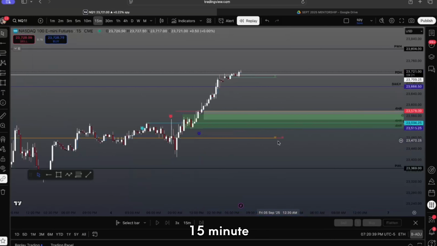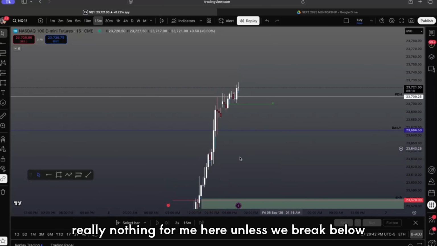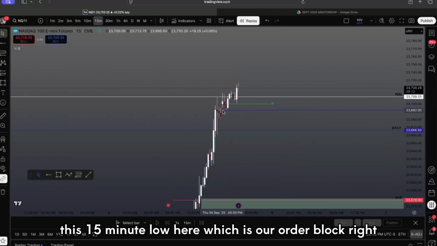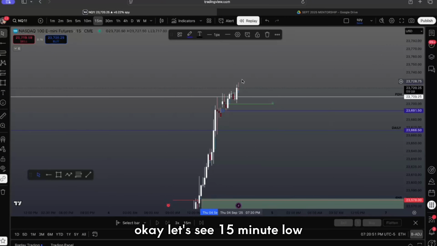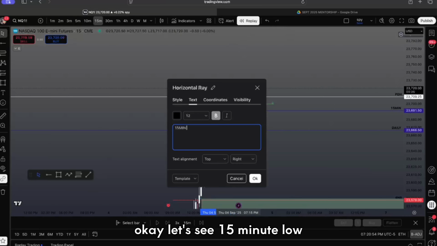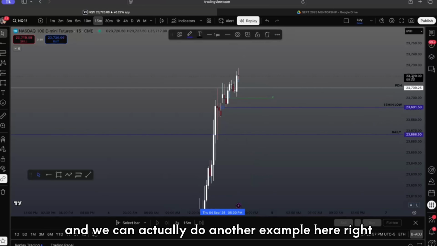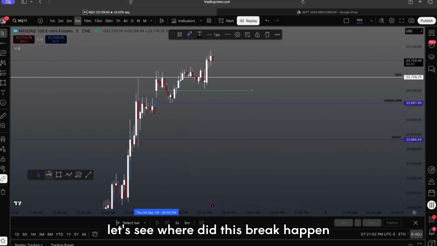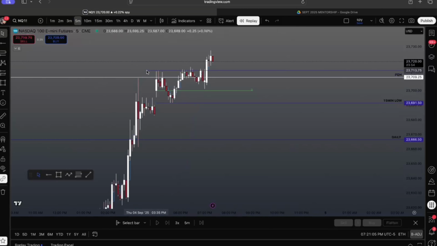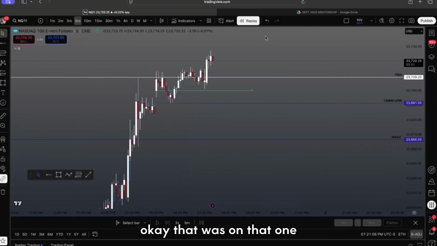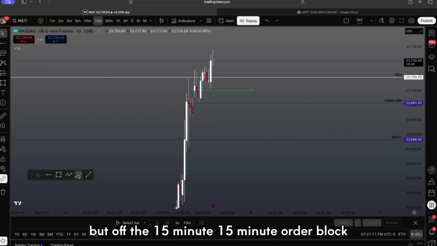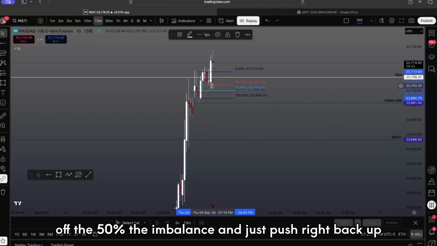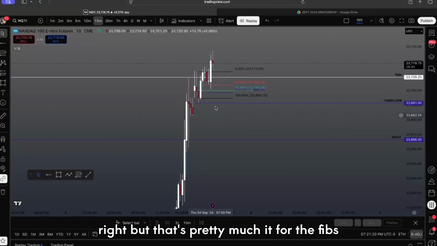Let's go see 15-minute. Really nothing for me here unless we break below this 15-minute low here, which is our order block, right? Okay, let's see, 15-minute low. And we can actually do another example here, right? So we know that we continued higher, maybe on a 5-minute it broke. Let's see, where did this break happen? It was on this one here. Okay, that was on that one, but off the 15-minute order block, let's see, what did we bounce off of with our fibs? Right at the 50%, right off the 50%, the imbalance, and just push right back up, right? But that's pretty much it for the fibs.